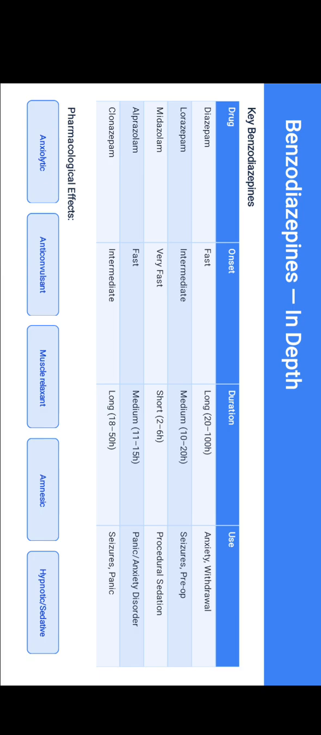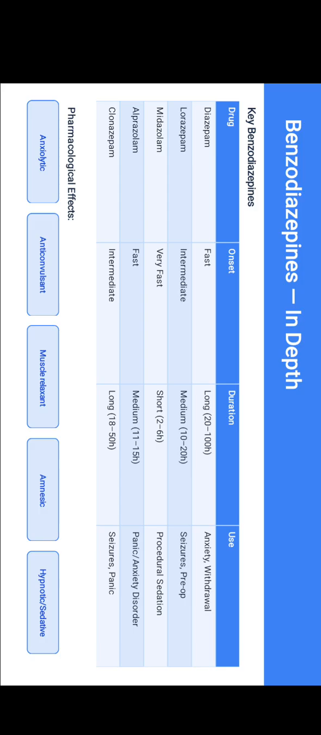Benzodiazepines. The drug diazepam: onset fast, duration 20 to 100 hours. Uses: anxiety, alcohol withdrawal. Lorazepam: intermediate duration, 10 to 20 hours. Uses: seizure and preoperative medication. Midazolam: onset very fast. Duration of action short, 2 to 6 hours.